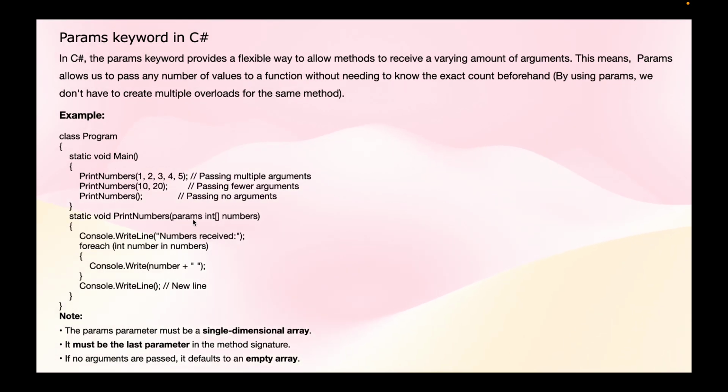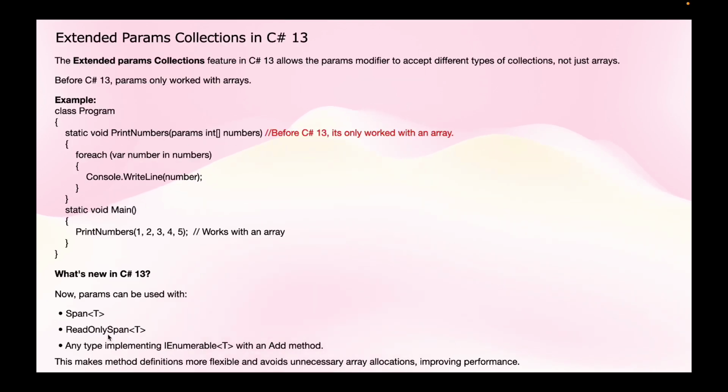But when using params, we should use only a single dimensional array to receive the values. In C# version 13, they improved params. Let's see that. In C# version 13, we can also use params with Span<T>, ReadOnlySpan<T>, and any type implementing IEnumerable with an Add method. Let's see how to use Span<T>, ReadOnlySpan<T>, and IEnumerable with params practically.